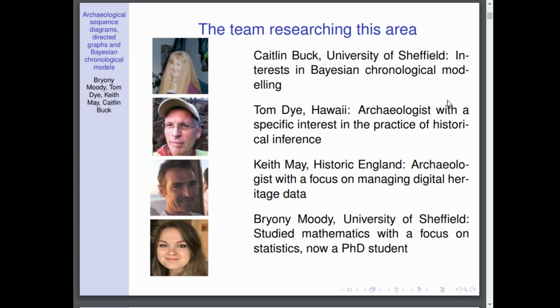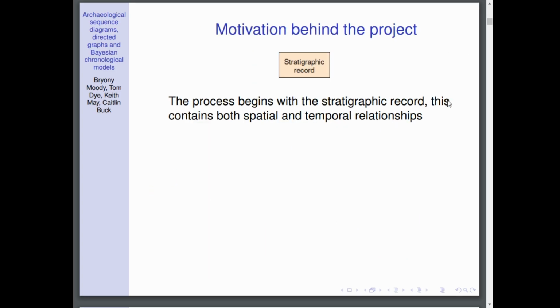We have Tom Dye from Hawaii. He's practiced as an archaeologist for the past 50 years, and he's got a specific interest in practices of archaeological inference. And we have Keith May from Historic England. So that's the UK public heritage body, and he's got a real interest in managing digital heritage data. Finally, there's me. I'm a mathematician by training, and I'm now in the first 6 months of my PhD. And my PhD has been formed to work on a project based on previous research by the other three authors.